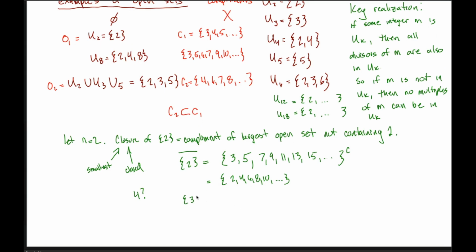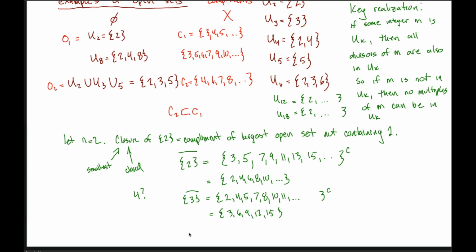Similarly, if we were building the closure of 3, what we'd want to do is take the complement of the largest open set that does not contain 3. It could have 2 in there, sure, but it can't have 3 in there by definition, and therefore can't have any multiples of 3. What's the complement of the set containing all the integers greater than or equal to 2 that does not have any multiples of 3? That's just the set containing all of the multiples of 3. One more just to hammer this home.